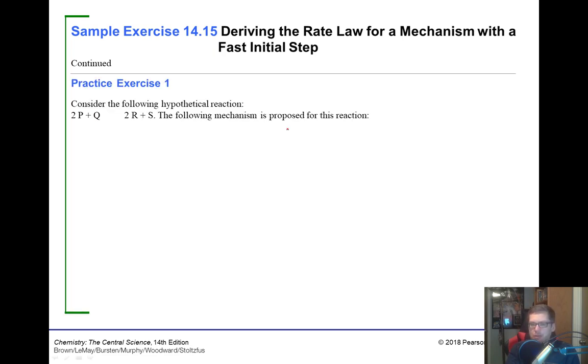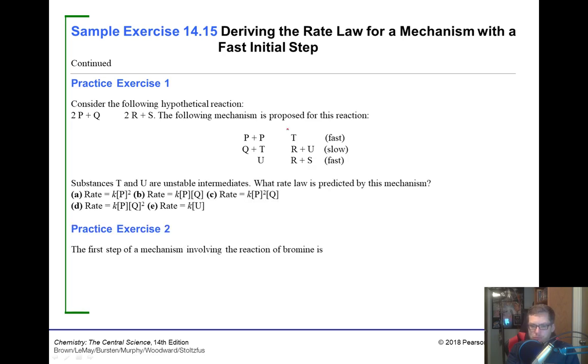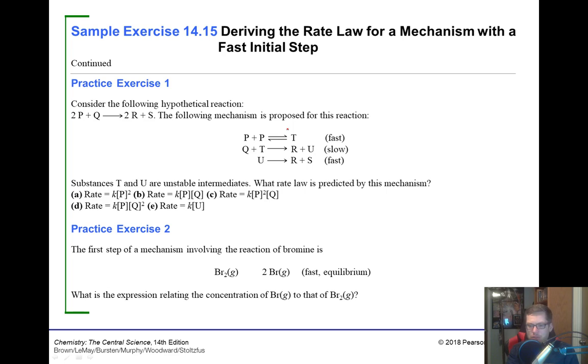All right. Consider the following hypothetical reaction. This will be it. It says, consider the following hypothetical reaction: 2P plus Q yields 2R plus S. The following mechanism is proposed for this reaction. We've got a fast initial step that's at equilibrium, then Q plus T yields R plus U, and U yields R plus S. The middle step is our slow step. Substances T and U are unstable intermediates. What rate law is predicted by this mechanism?